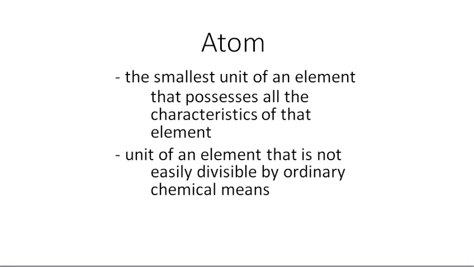An atom is the smallest unit of an element that possesses all the characteristics of that element. Atoms of an element are not easily divisible by ordinary chemical means. Ordinary chemical means includes heating, cooling, treating with an acid or a base. Nuclear fission, splitting atoms like in an atomic bomb, is not ordinary chemical means.